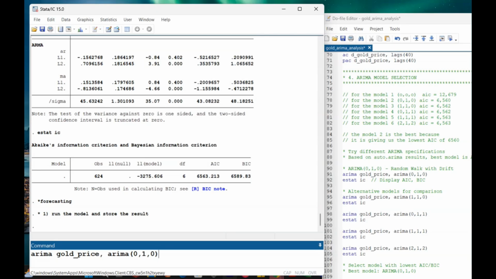Can we summarize our residue? No, our error, sorry. Is there any volatility, higher volatility? Yes.